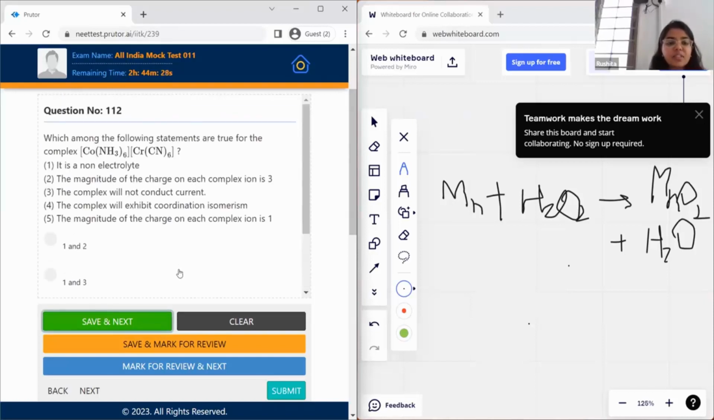Okay, we need to find out which one is true. So this complex, if we ionize it, will give ions. So it is an electrolyte, not a non-electrolyte.